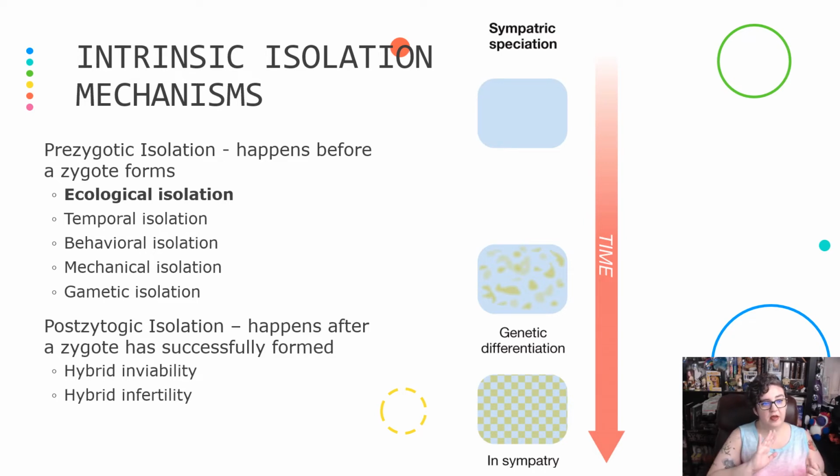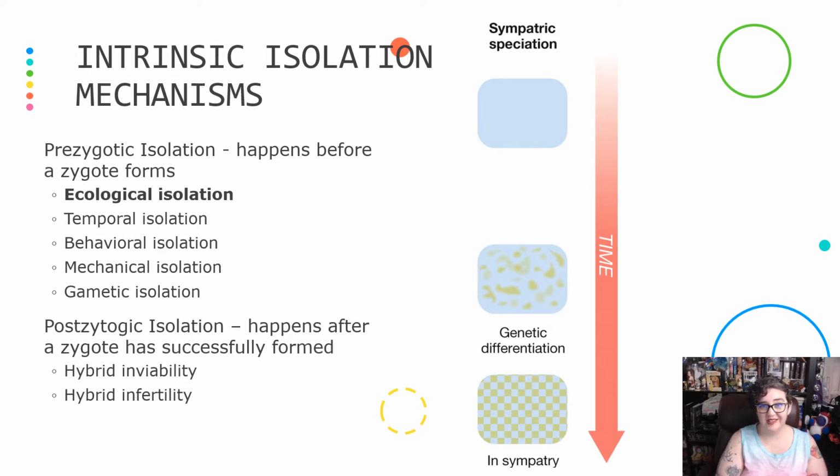So in prezygotic isolation, that means that there has not been a zygote formed. Remember, a zygote is a fusion of an egg and a sperm into a unicellular zygote that then grows into another organism, at least in terms of animals. Okay, so prezygotic isolation means that these are happening before a zygote forms.